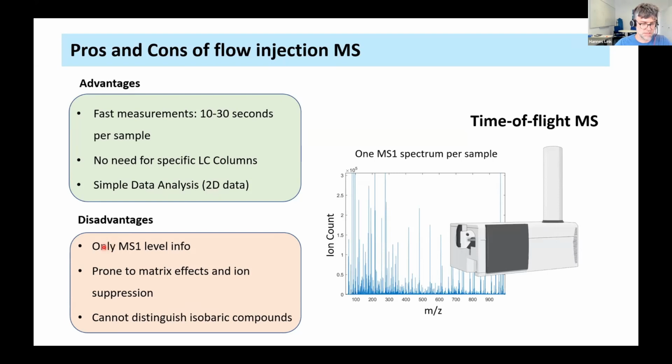So the selectivity or the specificity is very low. We only have MS1 level information, so we are never certain if it's really the metabolite. So we lack the MS2 level information and also the information that we get from the retention time.